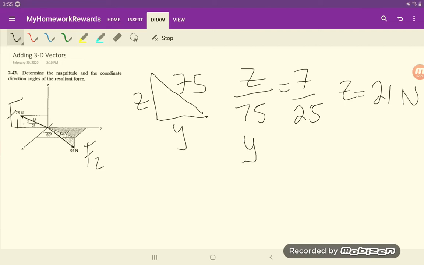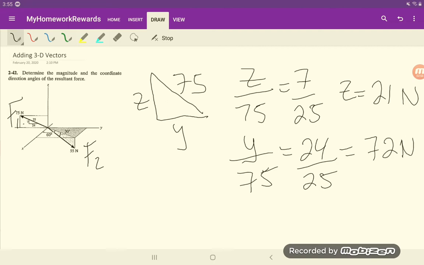To solve for Y, we're going to write Y over 75. We're using the 75 because we know it, and we only want one unknown in this equation. And we're going to set that equal to 24 divided by 25. 24 is the same part of the triangle on the similar triangle. And when we solve that, we get 72 newtons. So now we know the magnitude of F1 in the y and z direction.